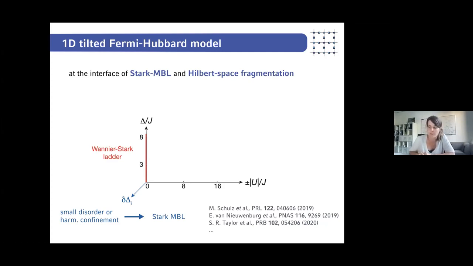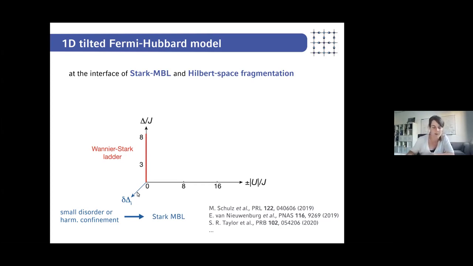Okay, so now what happens if we include interactions? The first papers that came out, the first theory works studying localization in this model in the presence of interaction, basically worked in this regime. So I have here this 3D parameter space. This red line indicates the non-interacting limit, the Wannier-Stark localization. And then we can turn on interactions, which are here scaled by U over J. And these works considered relatively moderate interactions, U equal to J, and a small additional inhomogeneity or disorder, just to get rid of degeneracies in the many-body spectrum for the numerical computations.